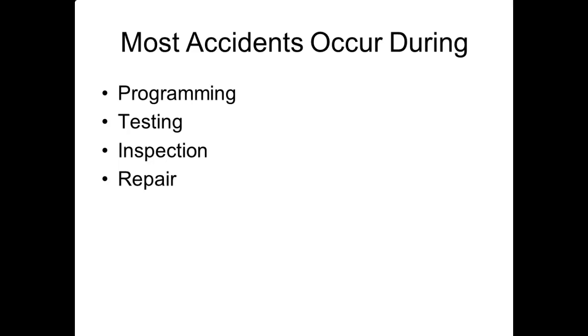So normally when we program the robot or teach the robot, we are in the work cell with the robot. And this is where a lot of the accidents occur, because people have a tendency to let their mind drift around and not pay attention to what they're doing while you're testing the program.